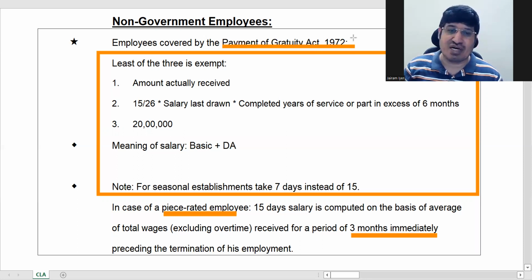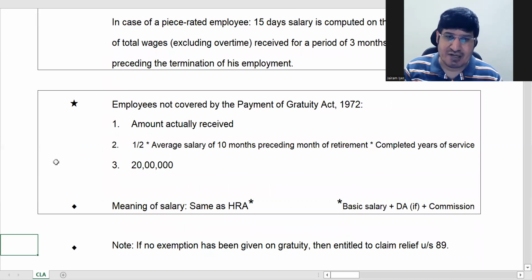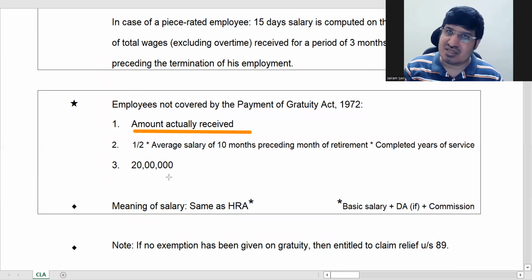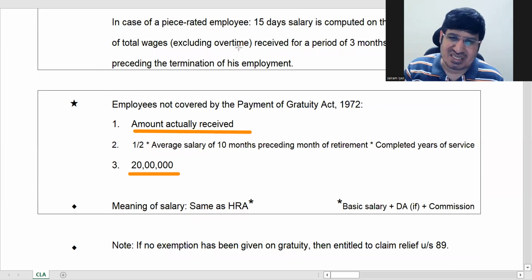What if one is not covered under Payment of Gratuity Act? अगर ग्रेचुटी एक्ट के अंदर कवर्ड नहीं है तो क्या होगा? ये तो सेम रहेगा, पहला और लास्ट जो है आपका कोई चेंज नहीं होता है. Okay, not covered under Payment of Gratuity Act. Then what will happen is the actual amount will be same, this 20 lakhs will be same. This middle formula just changes a little bit. There you use 15 by 26, here you use half.